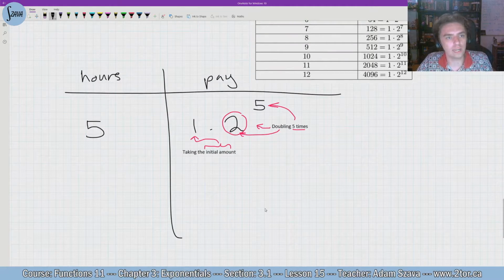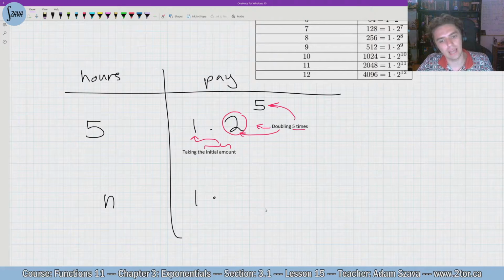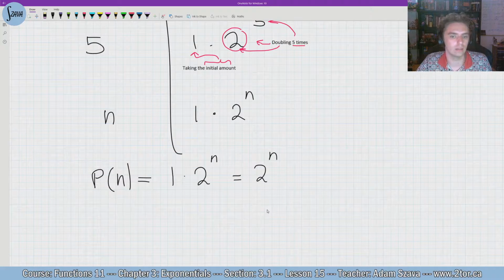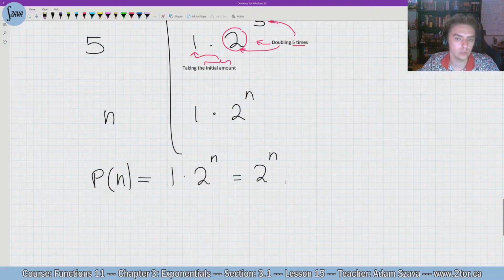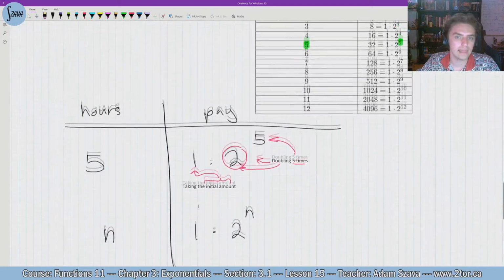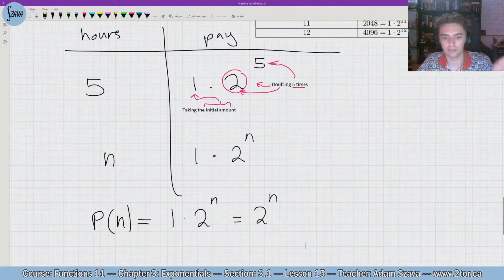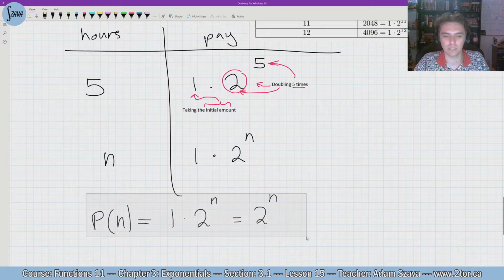So if you work n hours, you're going to take the initial amount and double it n times. And so our equation is the pay as a function of n is 1 times 2 to the n, which is just 2 to the n. Multiplying by 1 doesn't do anything, so it's just 2 to the n. And that is our exponential function. This is the first exponential function you're seeing, assuming you haven't taken any other courses on this, and it's this p of n.